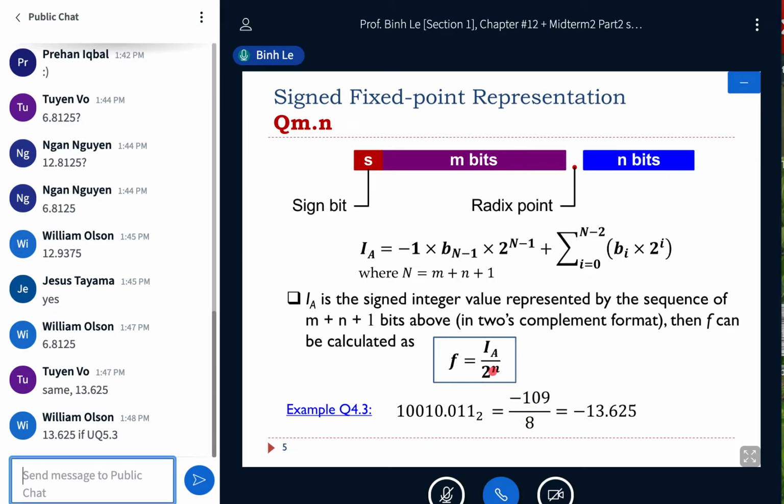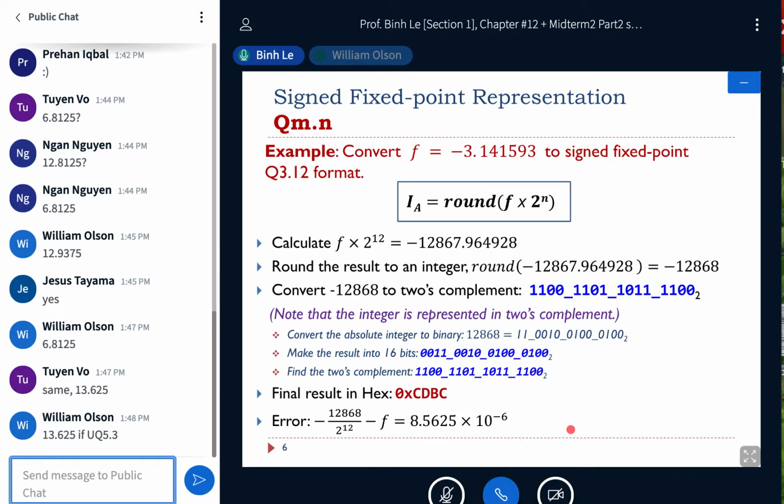And then you divide it by 2 to the n over here, n bits. I told you we will use 3 bits for the fraction. So the number that we want to represent is actually minus 13.625. Understand? Easy, right? So that's very easy. So let me go to the next slide over here.